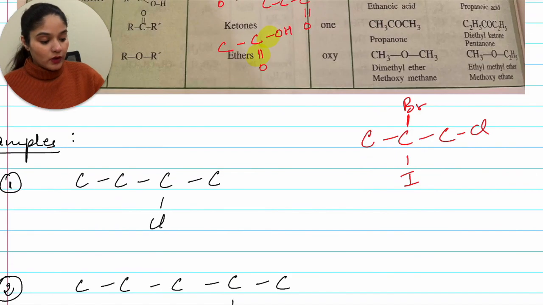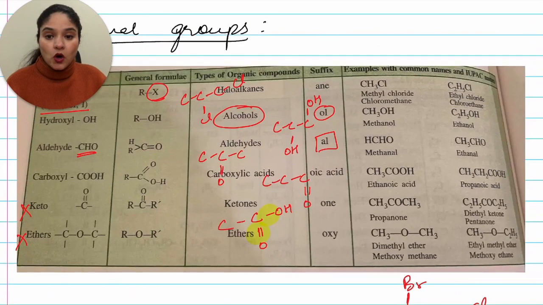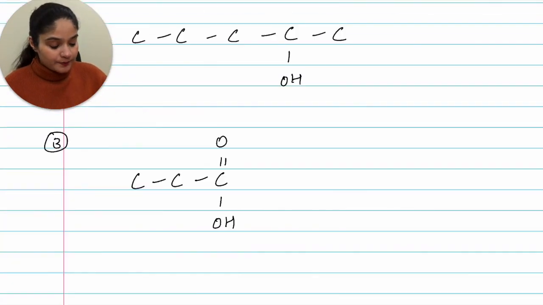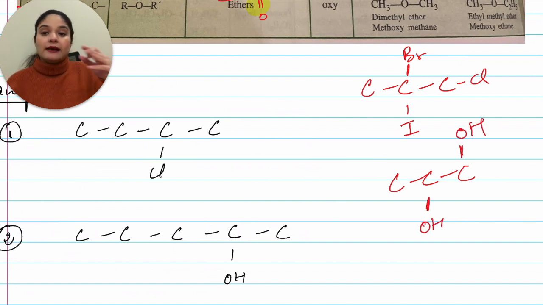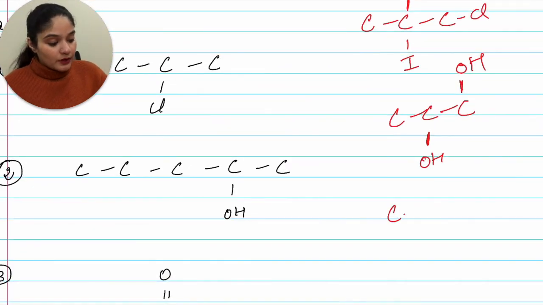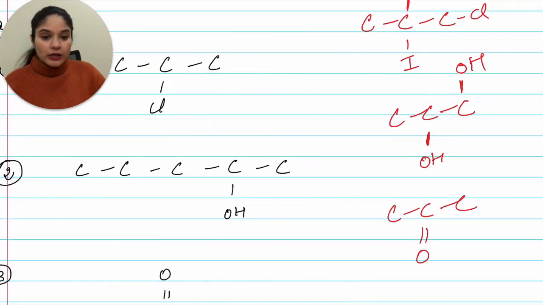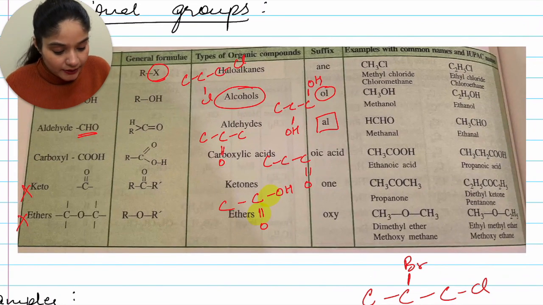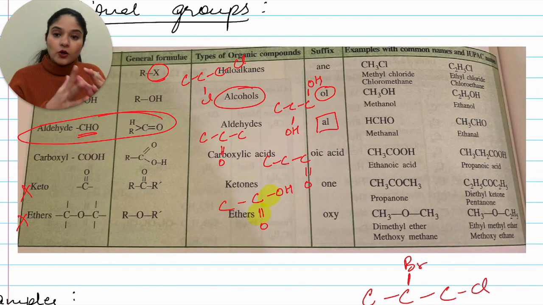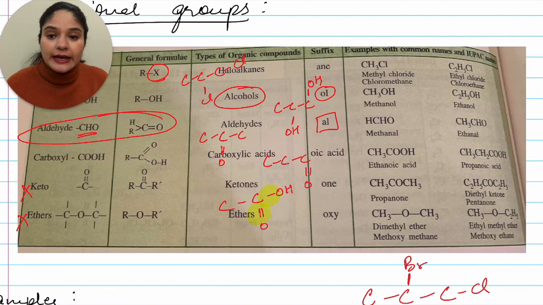Moving on, if I have alcohol, a single bond OH anywhere on the carbon chain, it is represented as OL. Then a double bond O anywhere on the chain is what? Aldehyde, represented as AL.